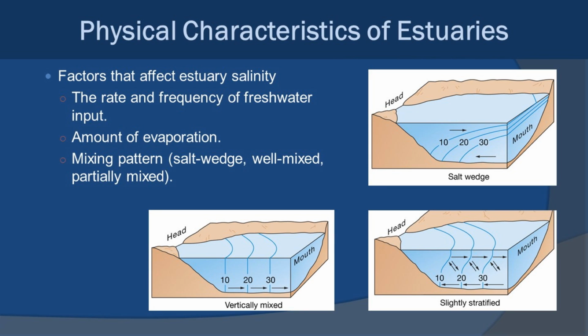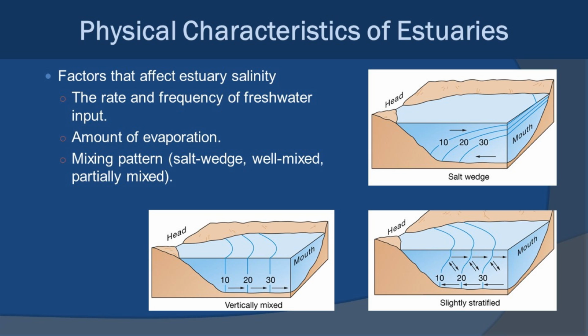Now, depending on the strength of the fresh water coming from the land, whether it's from a river or a canal, whatever, will depend on the type of mixing that you end up having. So these are some classic examples of mixing patterns. There's first the saltwater wedge on the top right image there.